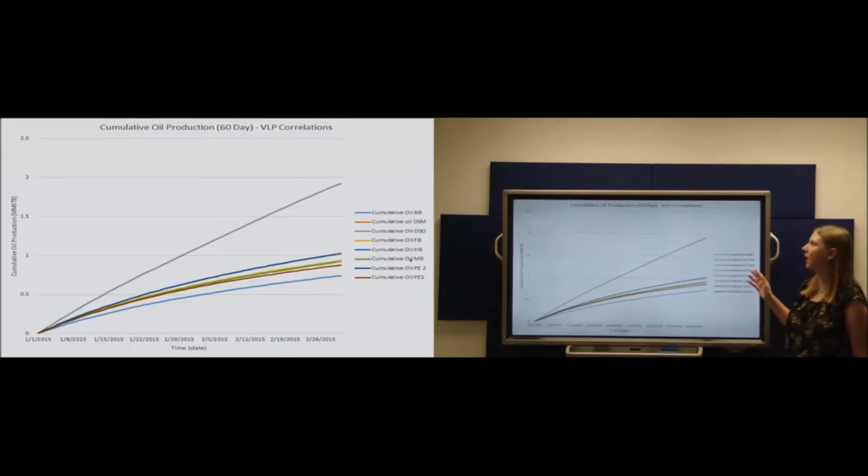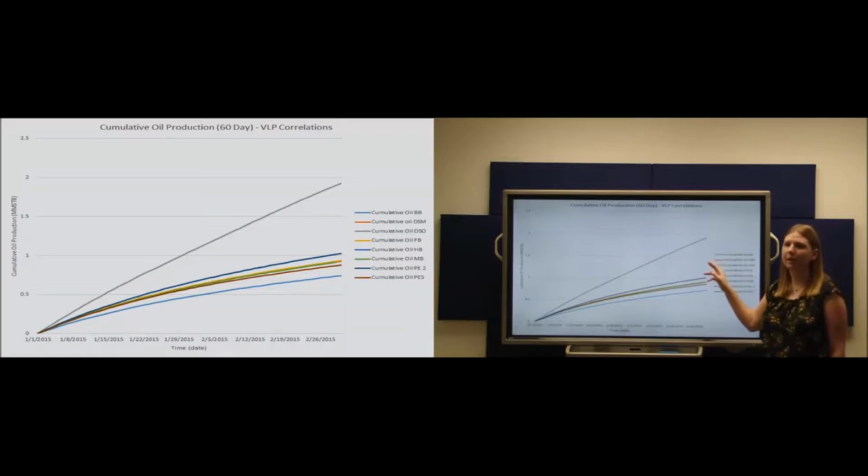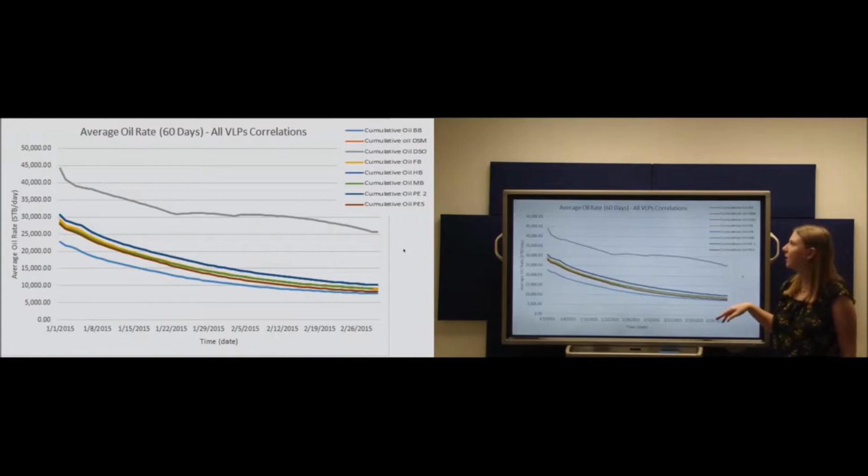As you can see in this graph of cumulative oil production for 60 days, we have all 8 correlations, and you can see that the Duns and Ros original one is the outlier, while most of them follow this general curve. And then for the average oil rate for 60 days, as we compare all 8 correlations, you can see again that the Duns and Ros original is also the outlier, while the others follow the same pattern.